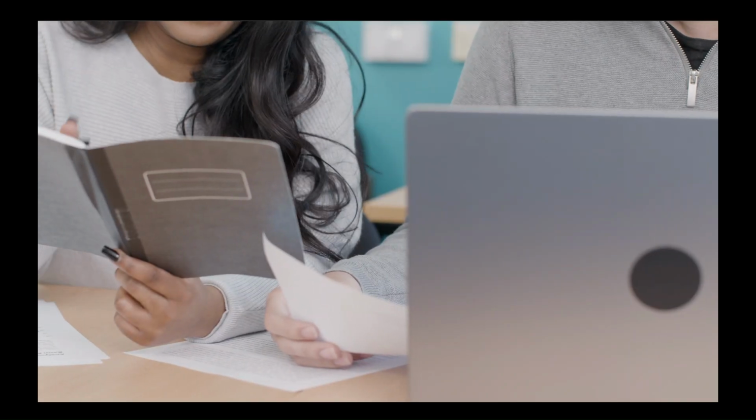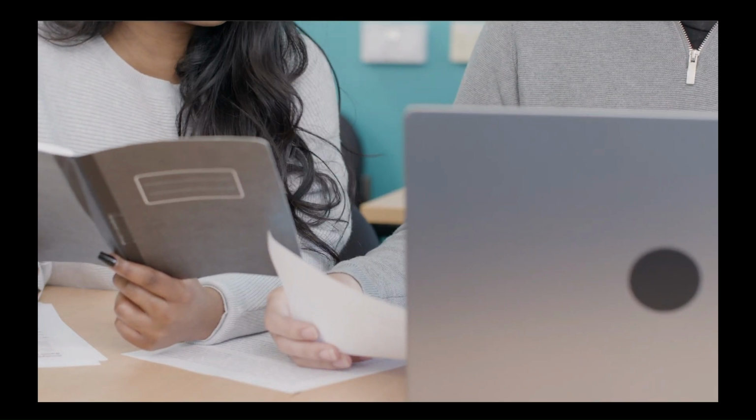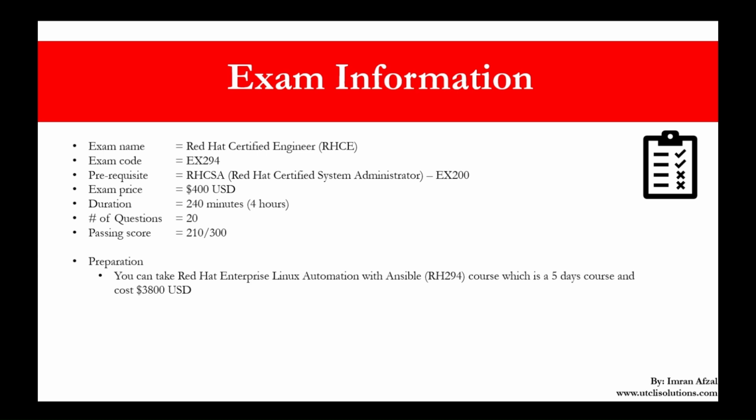Now, preparation for the exam. You could take Red Hat Enterprise Linux Automation with Ansible, which is the RH294 course that is listed or posted on the Red Hat website. This course is a 5-day course and it will cost you about 3,800 US dollars. This course will prepare you to pass the EX294 exam.